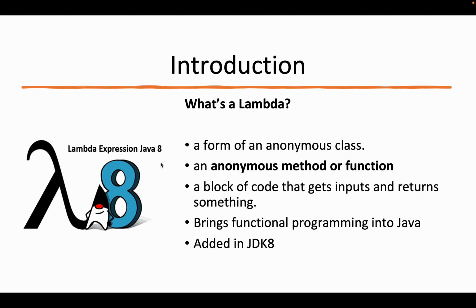If you go on Google and do just a Google search, you'll find quite a decent number of definitions. So I've just put a summary of them here because the majority of them are similar. A lambda is a form of an anonymous class. We will see anonymous classes as we go on during the code demonstration. Then a lambda can also be defined as an anonymous method or an anonymous function. Some definitions say it's a block of code that gets input and returns something back.